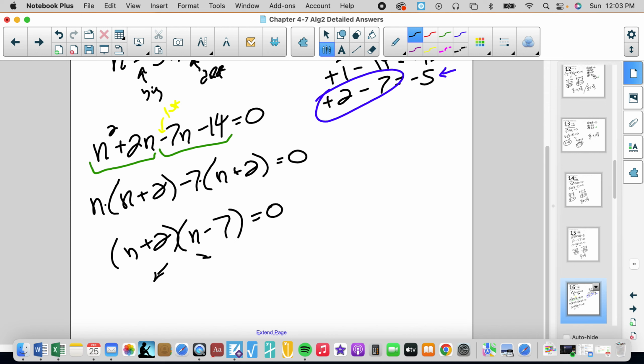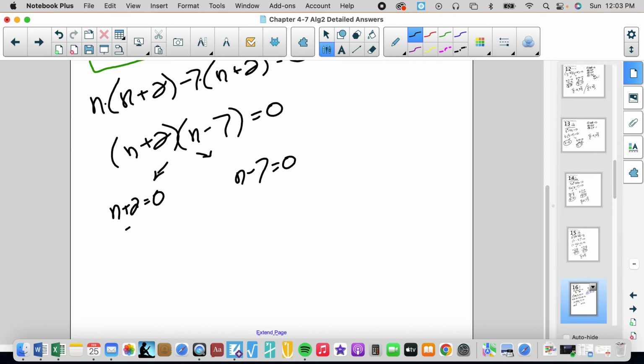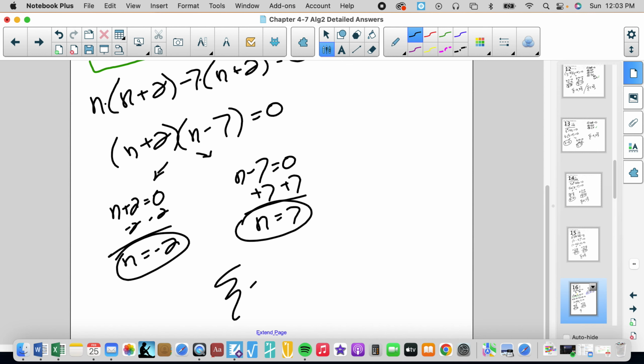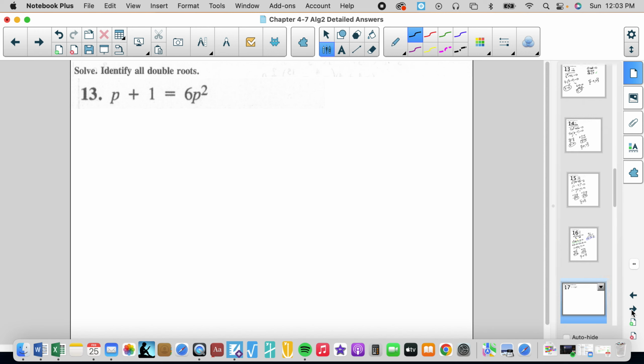Set each one equal to 0. n plus 2 equals 0. n minus 7 equals 0. Subtract 2. n equals negative 2. Plus 7. n equals 7. Negative 2 and 7 are your solutions.